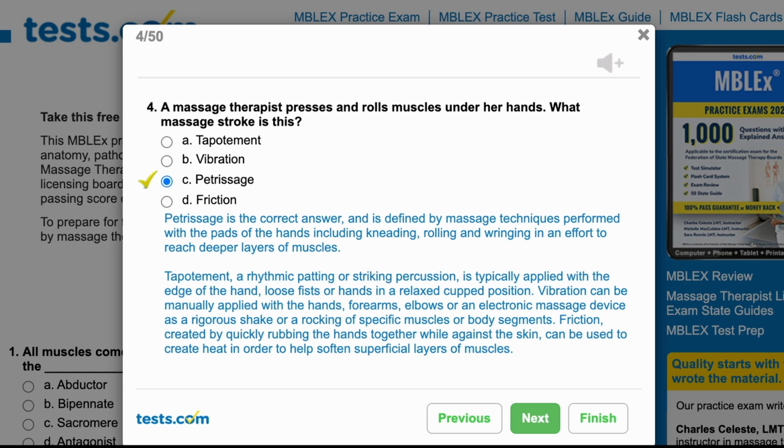Tapotement, a rhythmic patting or striking percussion, is typically applied with the edge of the hand, loose fists, or hands in a relaxed cup position. Vibration can be manually applied with the hands, forearms, elbows, or an electronic massage device as a rigorous shake or a rocking of specific muscles or body segments. Friction, created by quickly rubbing the hands together while against the skin, can be used to create heat in order to help soften superficial layers of muscles.